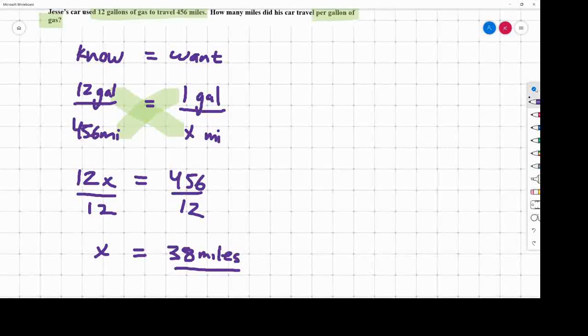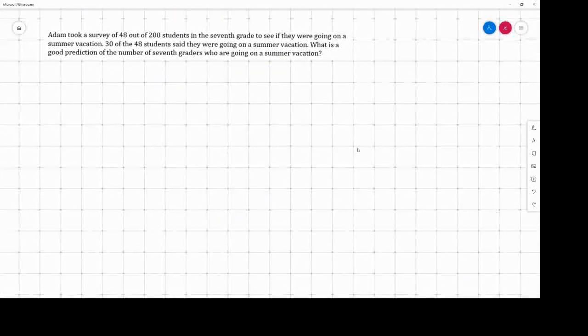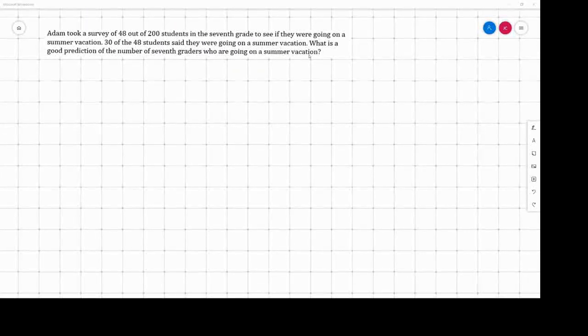Let's use this method to answer a statistics question. Adam took a survey of 48 out of 200 students in the 7th grade to see if they were going on a summer vacation. 30 of the 48 students said they were going on a summer vacation. What is a good prediction of the number of 7th graders who are going on a summer vacation?